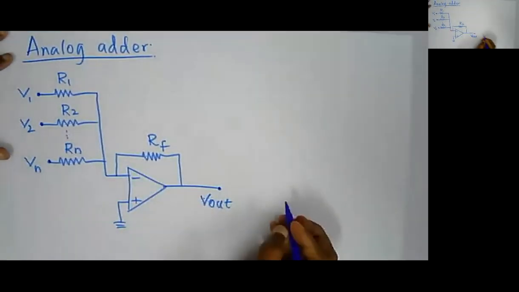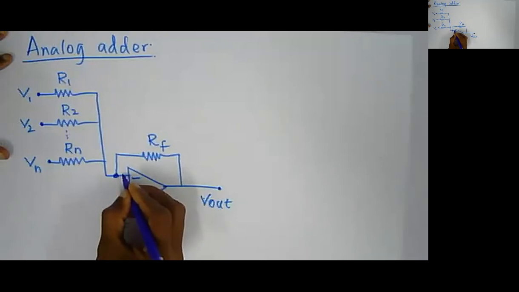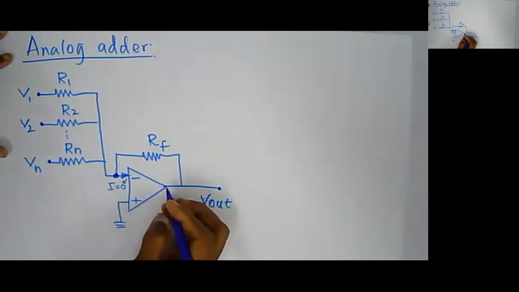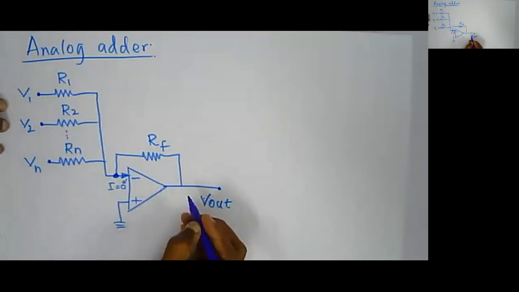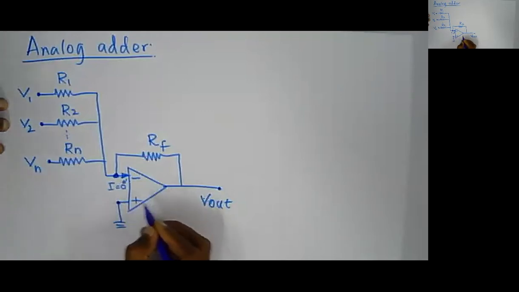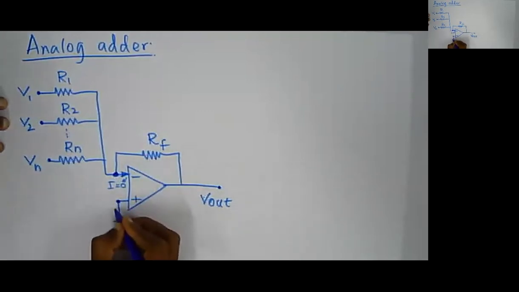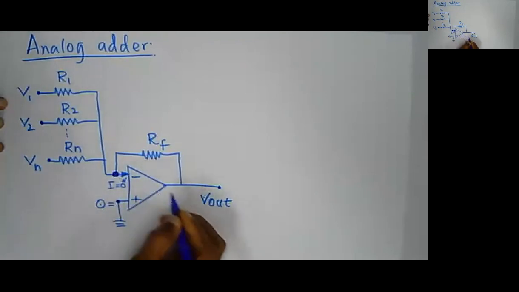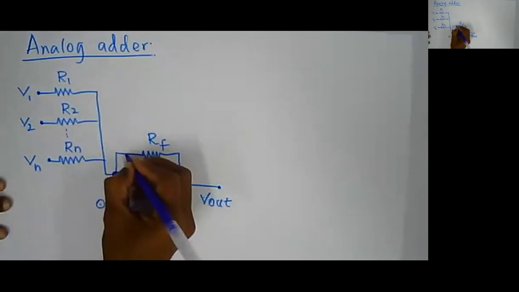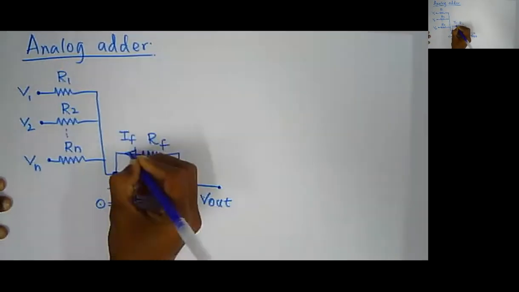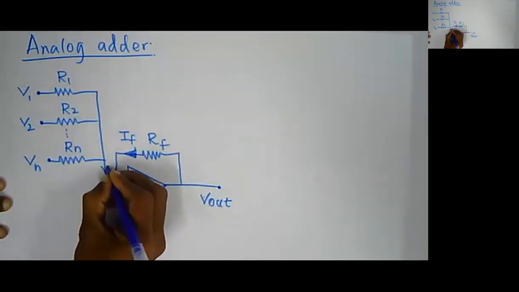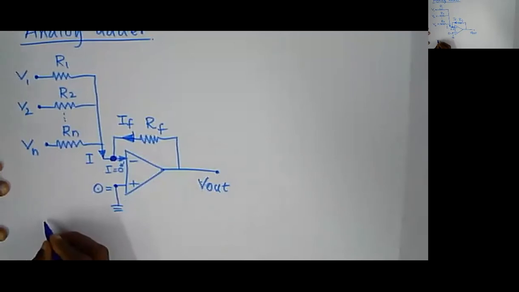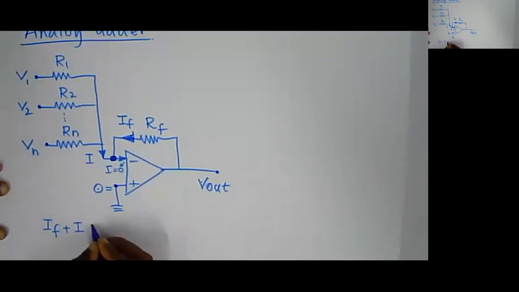Consider this circuit. The first golden rule says no current is going inside the operational amplifier, I equals 0. The second golden rule says the voltage at this point is always equal to the voltage at this point, and that is 0. If it is grounded, the voltage at this point is 0, and then the voltage at this point is also 0. Now mark this current as IF, and the current at this point as I. So I could write that IF plus I equals 0.